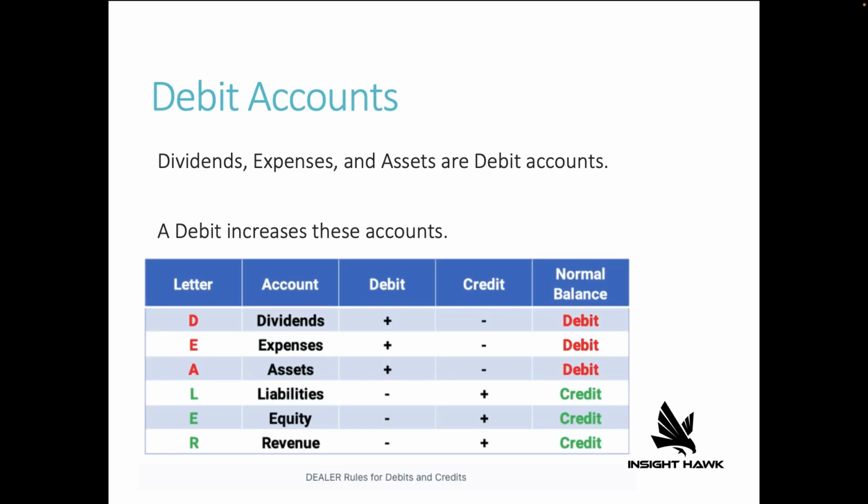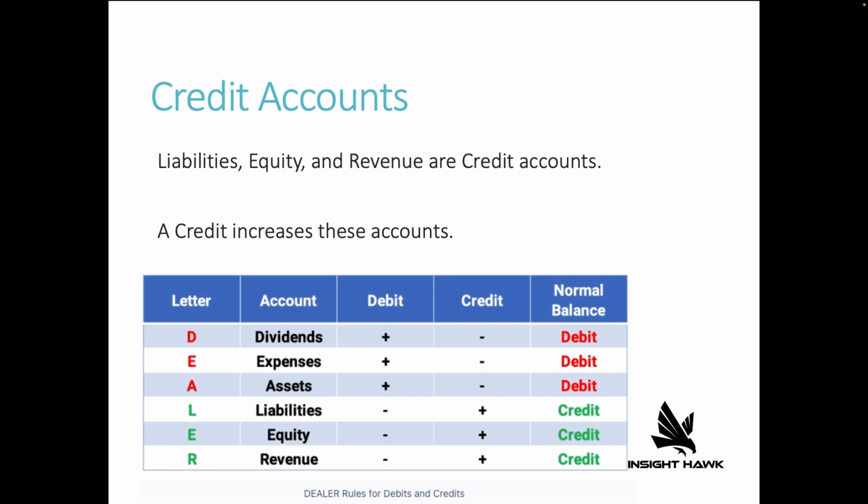Dividends, expenses, and assets are all debit accounts. That means when we record a debit entry, these accounts increase. On the other side, liabilities, equity, and revenue are credit accounts. A credit entry increases these accounts.